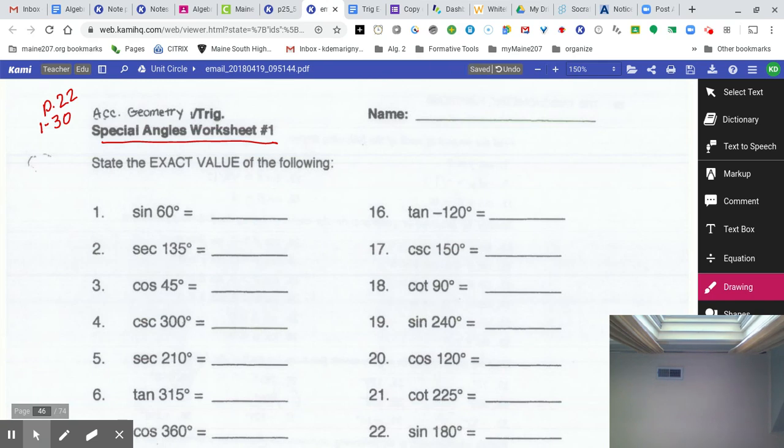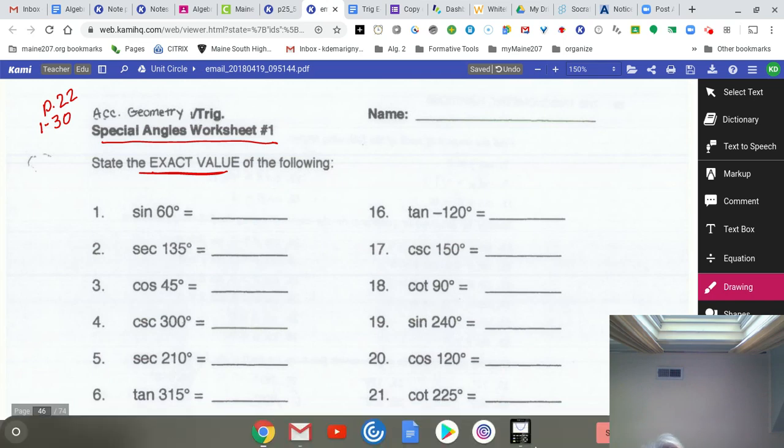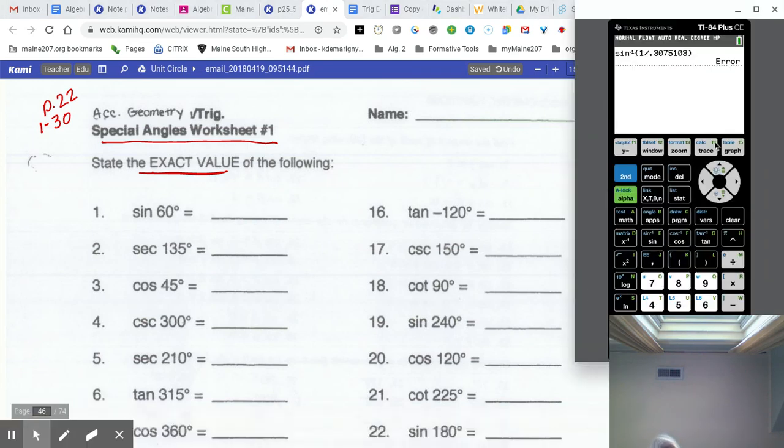Now, we are not wanting to use our calculator. Notice that it's asking us for the exact value. I don't care if you check this with your calculator, but you have to be able to solve this by hand with no calculator. If we were in class, you would have been tested on your unit circle knowledge already. But since we're not, there's nothing we can do about it.